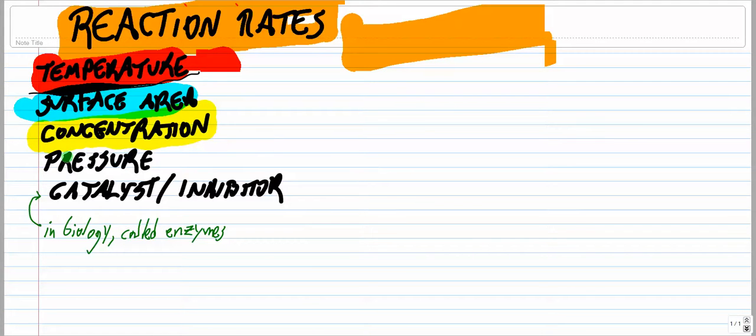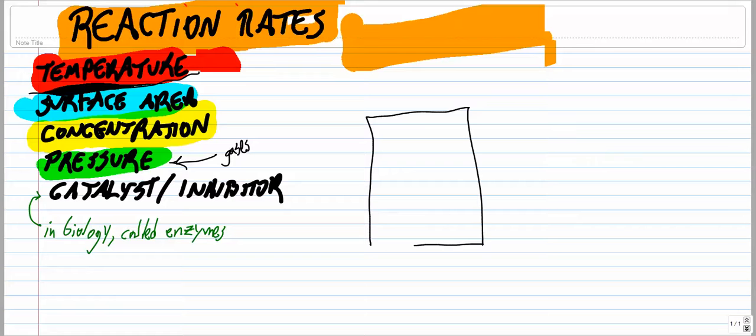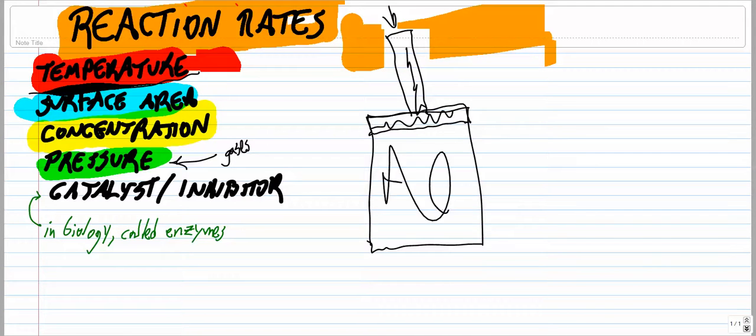Okay, pressure. Let's see here. Pressure affects the rates of reactions that have gases involved. So let's say we've got this airtight container, and the top of it is a piston that can slide. There's a handle right here, and if you push down on it, you can make this container smaller in size.